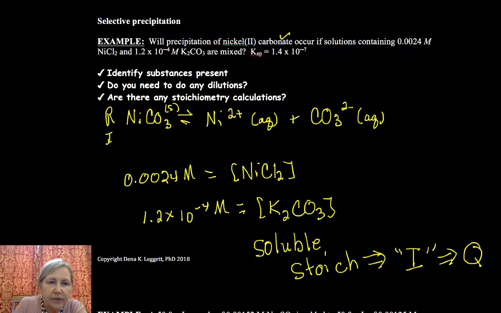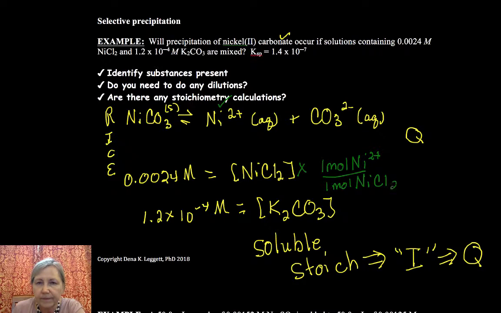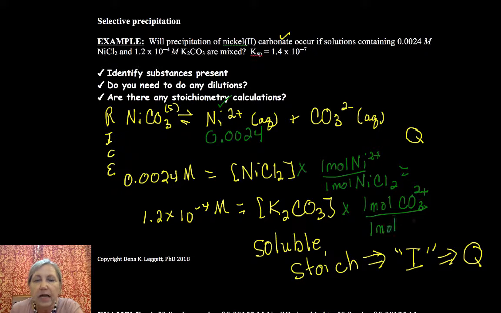So if we were to do my RICE table here, we're not going to have to fill the whole thing out because it's asking us about Q. Will it precipitate is a question of Q. Now, I'm going to do these the fast way. I have nickel ion, that's part of my reaction, and I have 1 mole of nickel for every 1 mole of nickel chloride. So that means my nickel ion is 0.0024 as well. For carbonate, I have 1 mole of carbonate for every 1 mole of potassium carbonate. So my carbonate ion is also 1.2 times 10 to the minus fourth.